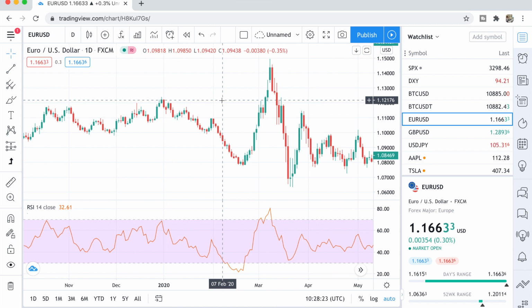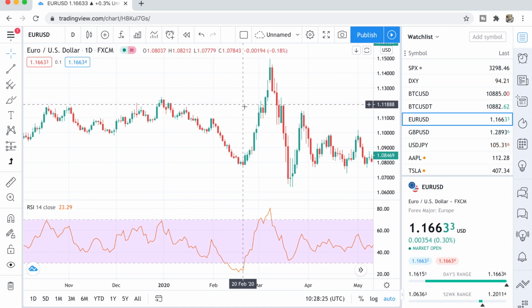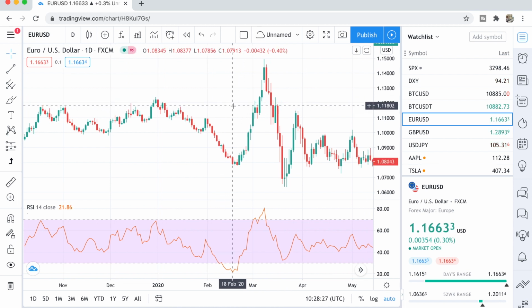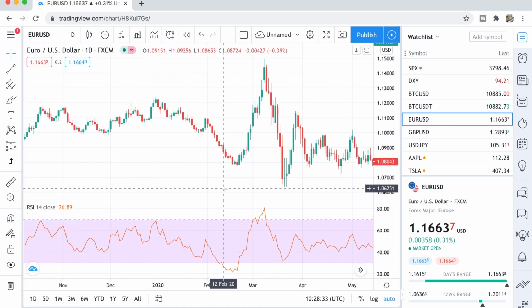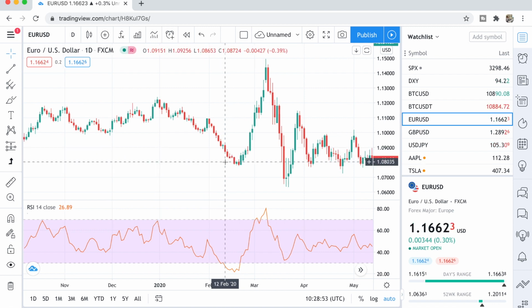So here's a good example where the RSI would have worked very well. The RSI of the Euro US dollar comes down and continues to fall. So it goes below 30 at this point, and it continues to fall. It's still a bearish trending market at this point, so the price continues to fall.